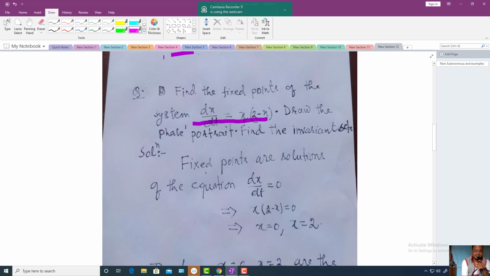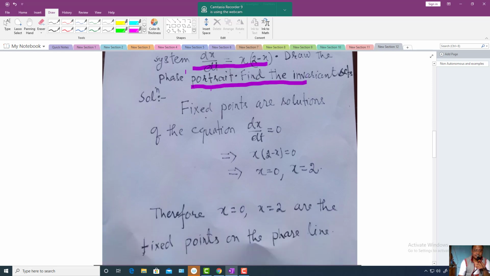So what is this system? Is it autonomous or non-autonomous? You know it, I have already explained. Draw the phase portrait, find the invariant set. These are very important things in dynamical systems: to find a fixed point, then draw the phase portrait, then the invariant set. These are very important concepts and notions.